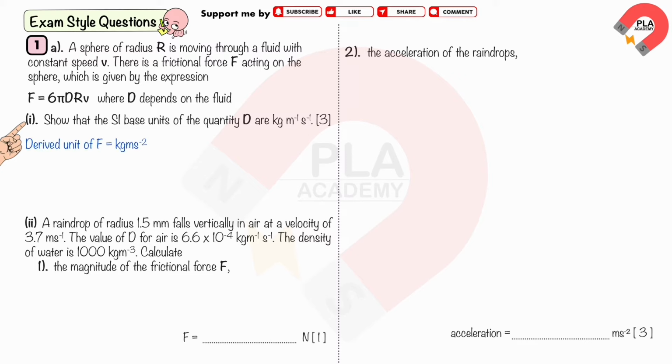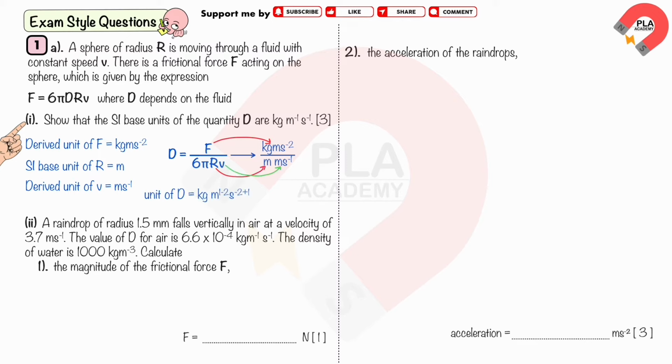The derived unit of force F is kilograms meters per second squared. The SI base unit of radius r is meter. The derived unit of speed v is meters per second. We rearrange the equation, making d the subject, like this. We find the derived unit of d by substituting the derived units of F, r, and v, like this. We simplify the derived unit of d, like this. We get the derived unit of d is kilograms per meter per second.